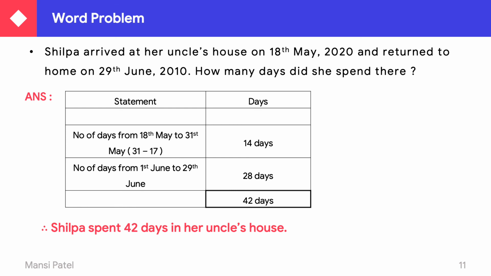You see here, they gave both dates with the word on. So whenever they say on before the dates, you don't include this date in the calculation. On 18th May, you just consider 17 days. On 29th June, you just consider 28 days. You don't include these both dates.